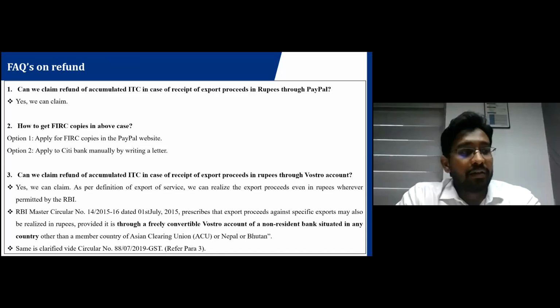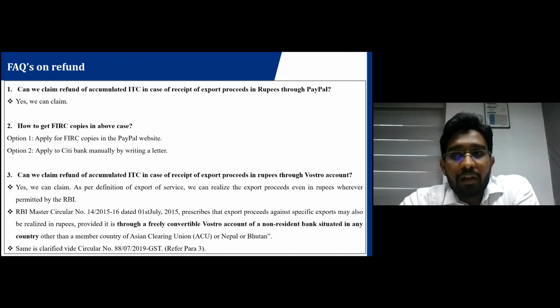I have mentioned a few FAQs. Can we claim refund of accumulated ITC in case of receipt of export proceeds in rupees through PayPal? In case of export of services, we need to submit FIRC copies as a supporting document. But where I am receiving proceeds through PayPal in rupees, I won't get any FIRC copies. In that case, am I eligible to claim refund? Yes, we can claim refund. But how to get FIRC copies in that case? In the PayPal website itself, you can apply for the FIRC copies by paying a nominal fee of around 2000 rupees.